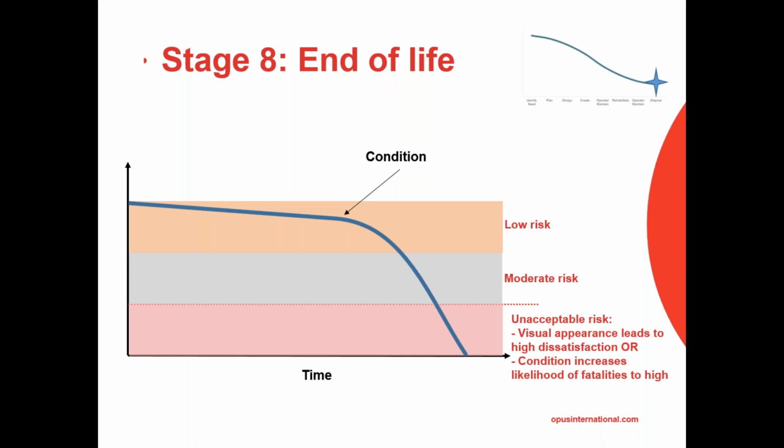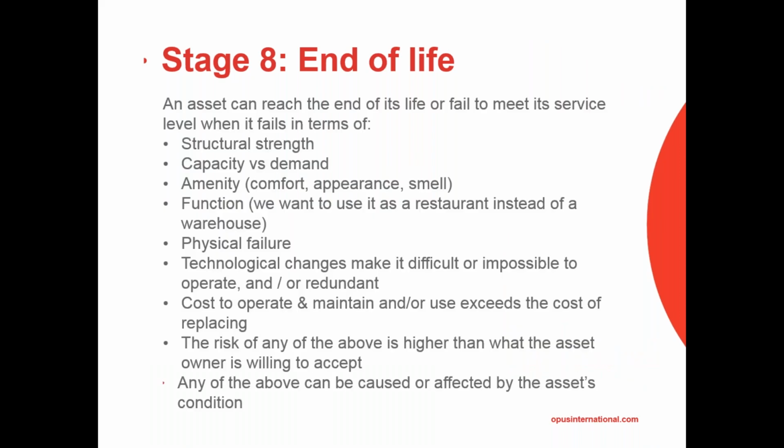Another way of looking at it, and I'm just going to overlay the risk side of it here, is to say that at some stage, we no longer meet our risk requirements. So you can see how the condition is deteriorating over time, and at some stage it becomes unacceptable. And the unacceptable level may be different for condition to what it is for capacity. But regardless of what criteria you're using, the end of your life can be reached at many, many different stages.